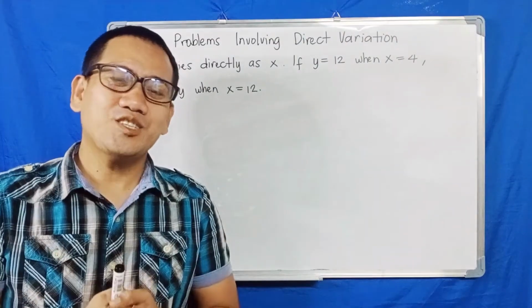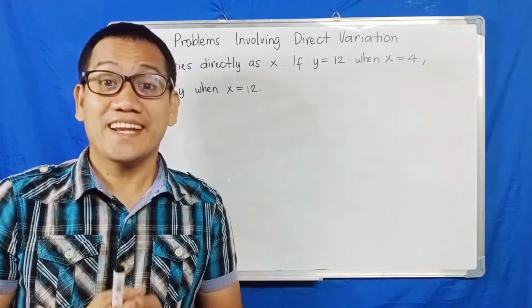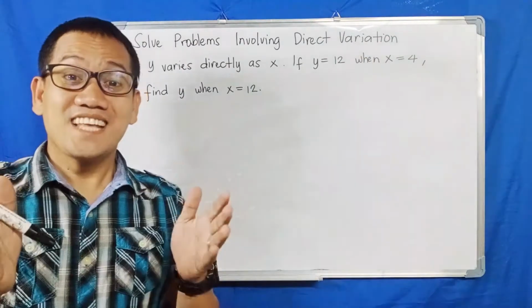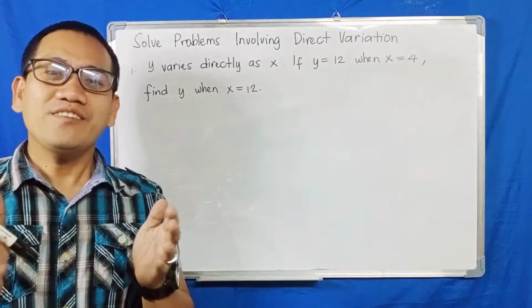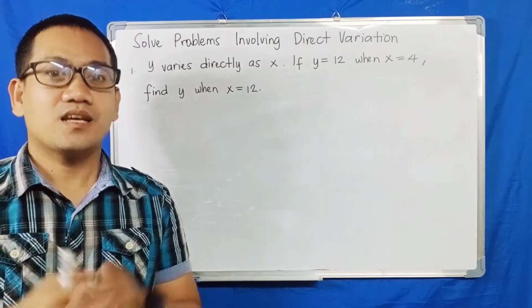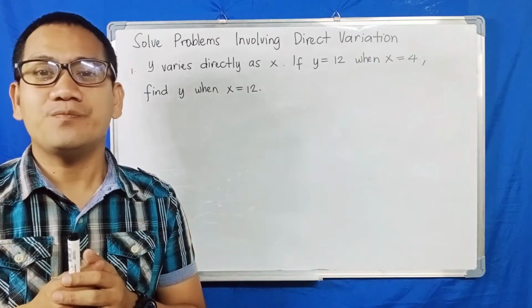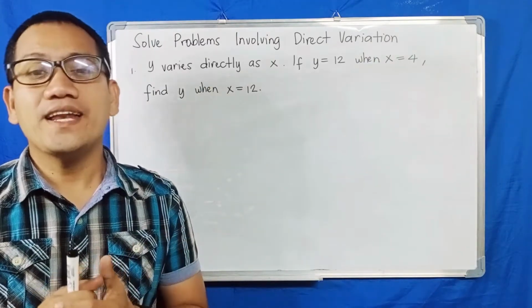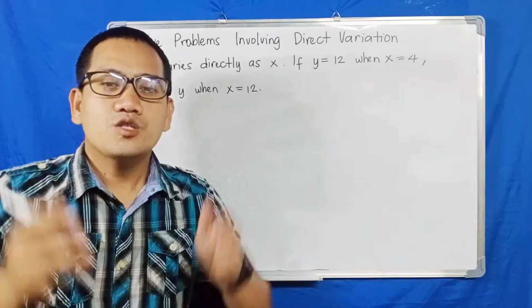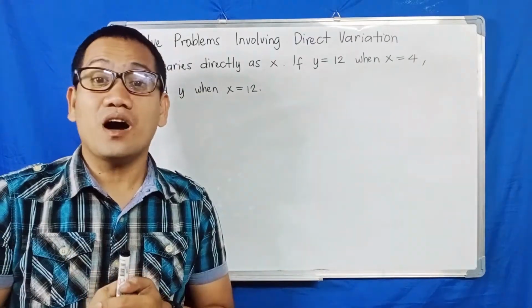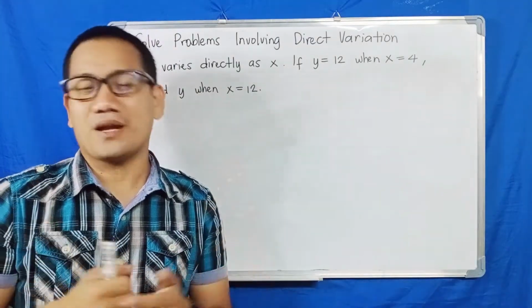This time, let us try to solve problems involving direct variation. Let's have the first one. If y varies directly as x, if y is equal to 12 when x is 4, find y when x is 12. So how will we determine the value of our y in this certain problem?